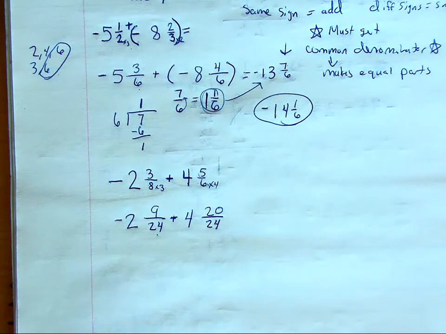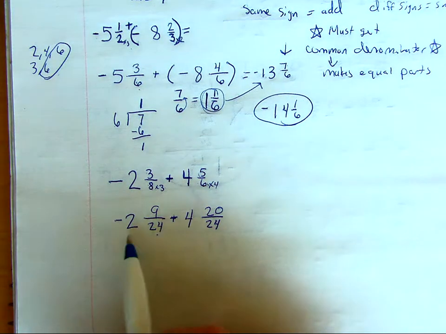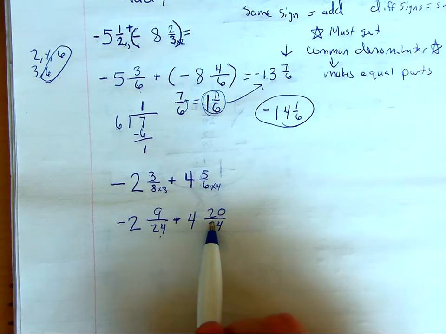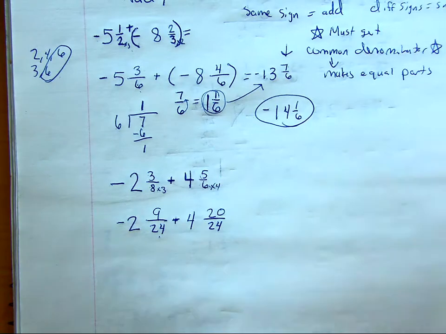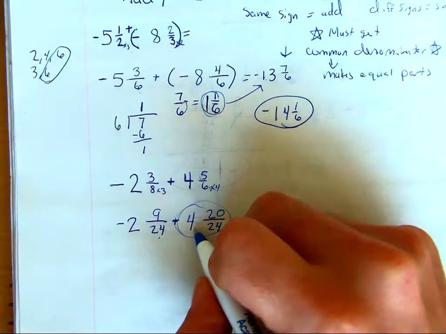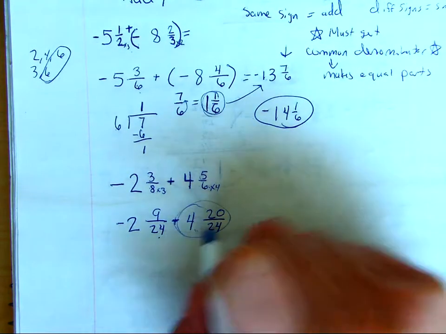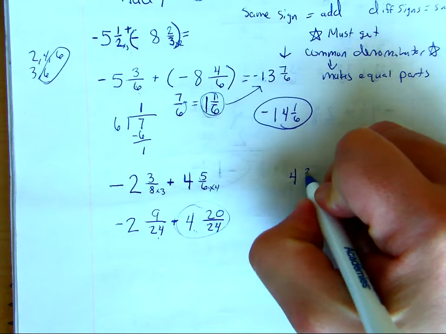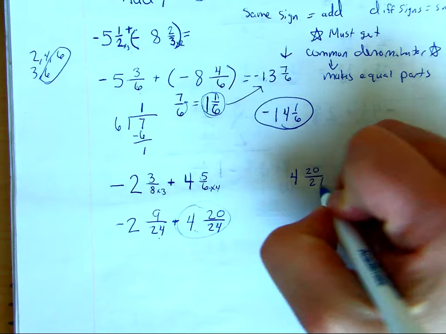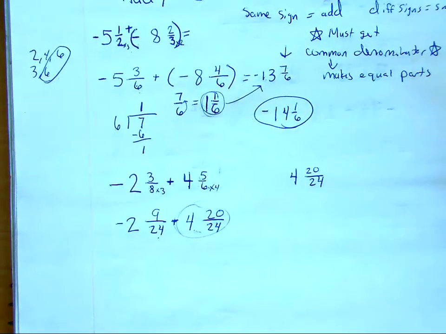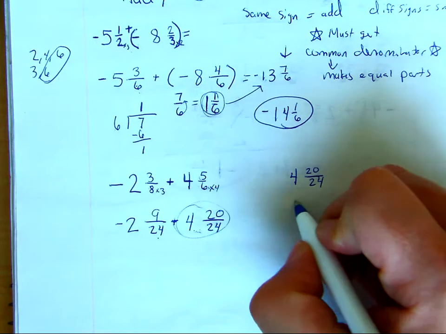Okay, now I need to look at this and decide, well, I started with a negative and I have a positive. I need to subtract them, but I need to look at which is further from 0, and this one's further from 0. It has a greater force, so it's going to go on top, and it's going to determine if my answer is positive or negative. There's more positives than negatives, so I have to have a positive answer.